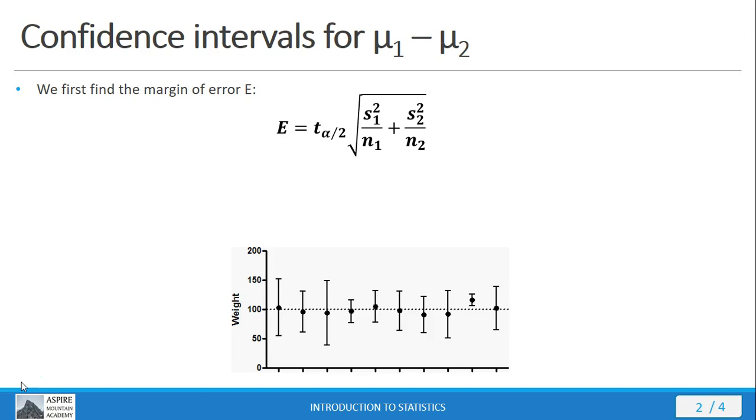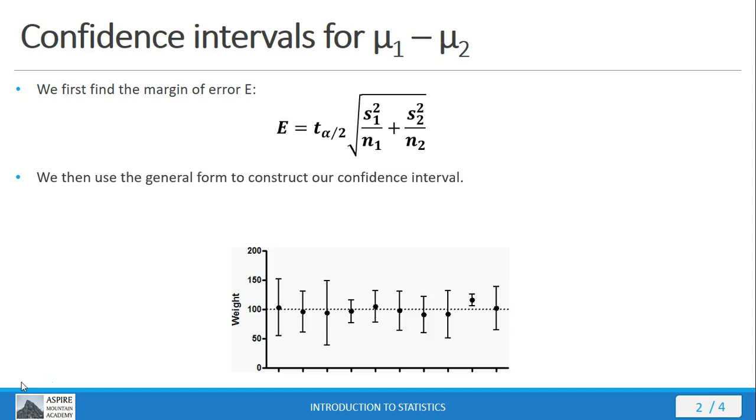Notice also we have two terms we're adding together underneath our radical sign. The first term is coming from the first sample, the second term coming from the second sample. In essence, we're taking the sample variance, dividing by the sample size.